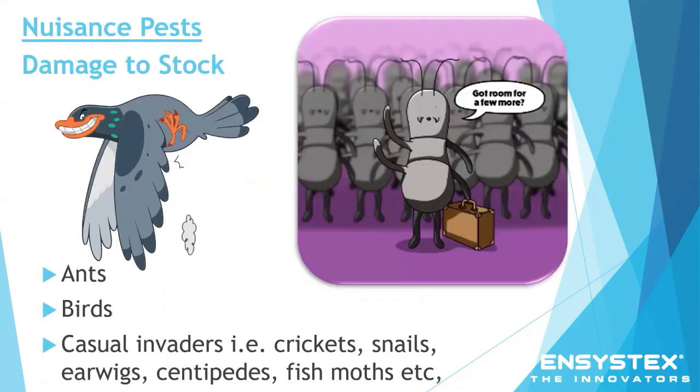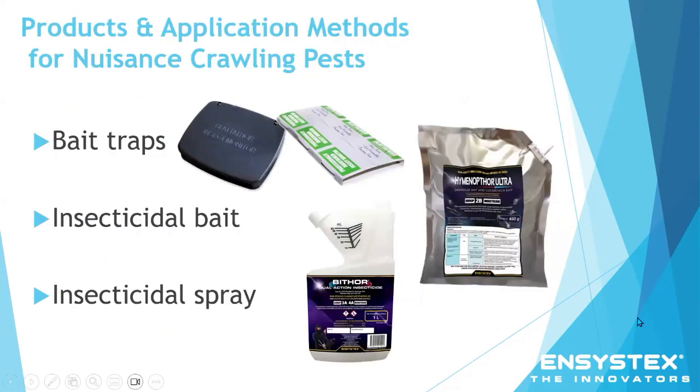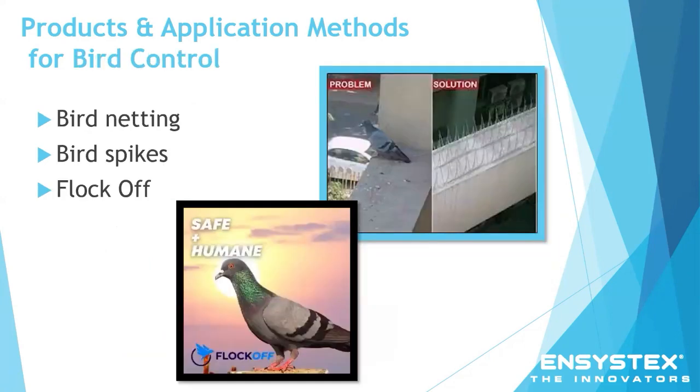Then we get nuisance pests: ants, birds, earwigs, centipedes, fish moths. Those are your casual invaders. What do we use for that? You get bait traps for those. You can use insecticidal baits. Read your label, make sure it's registered, and then insecticidal sprays as well.